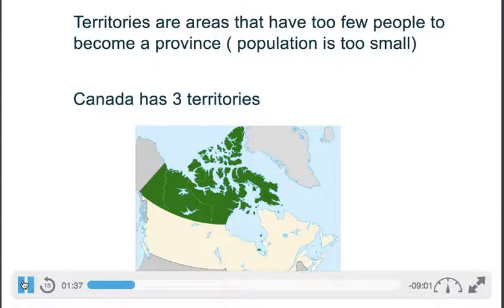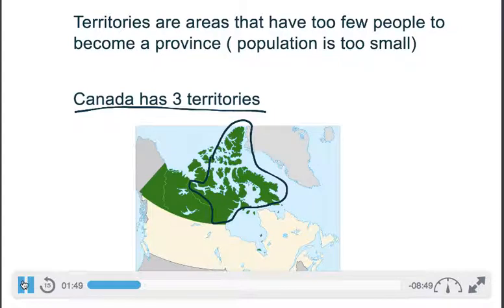Now, Canada has 3 territories. And if we look at the bottom, these are the territories that Canada has. And like I just mentioned earlier, there are 3 of them. And all I've done is kind of outline where they're found. So those are the 3 territories. Now, later on, we'll look at what they're called specifically and so forth.